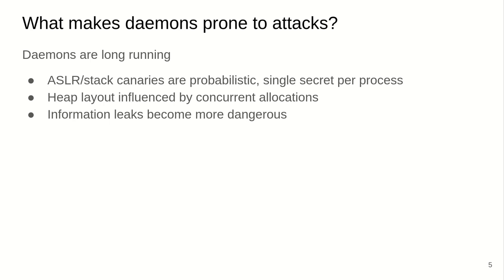The heap layout is influenced by concurrent allocations. So attackers, by triggering multiple requests, can massage the heap into a particular layout that would allow the attacker to place specific objects next to each other that can then be useful in the later attack. And the most general issue is that information leaks become extremely dangerous and would allow the attacker to use that information across subsequent attacks, maybe minutes or hours later, right? So this takes a very long time.